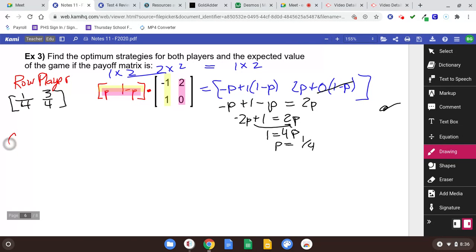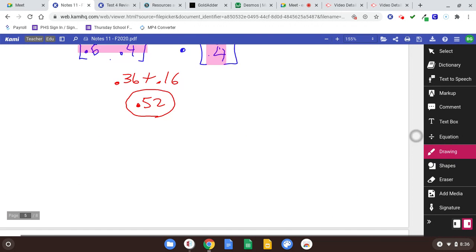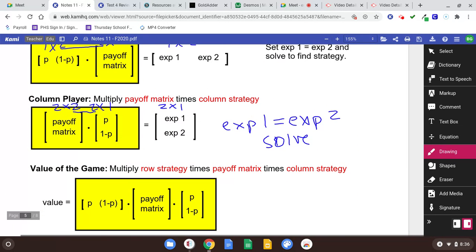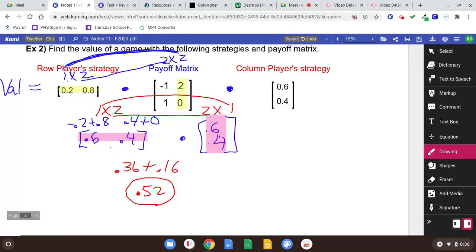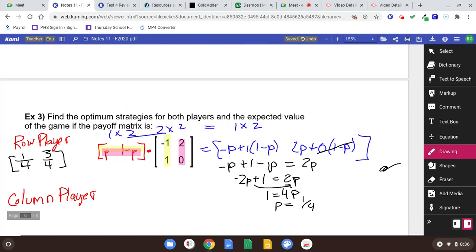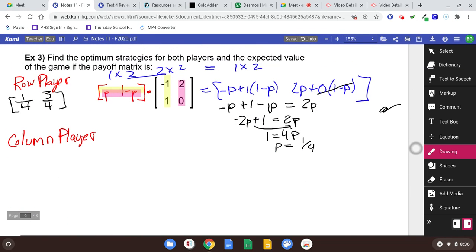A very common mistake that people will make is they try to do the same thing for the column player. Remember, it's not exactly the same thing. You've got to write it backwards, right? You've got to write it in this form. If you're doing a column player, it has to be in this form. Otherwise, it's not going to work, or you're just going to get the exact same thing as the row player.